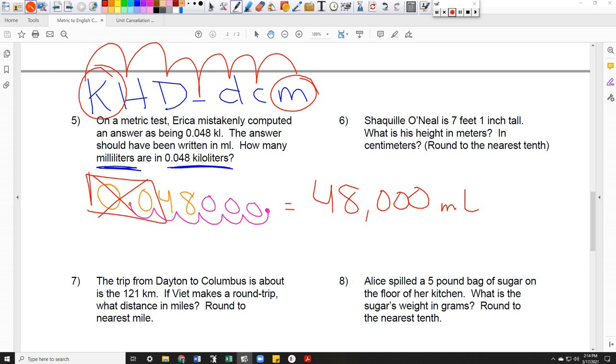I just subtracted. Subtracted? What did you subtract? I just took my 3 and my 6. Okay. That makes sense. I see what you did. Okay, 6 minus 3.